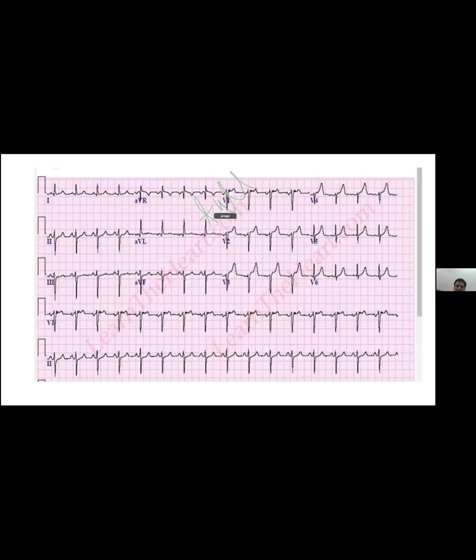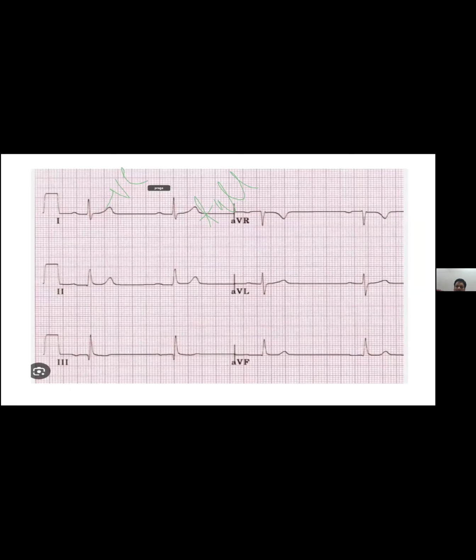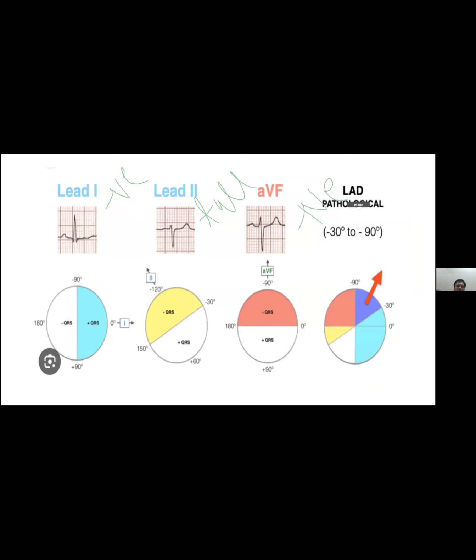When the patient has left axis deviation, you will have exactly the opposite. You will see here, lead 1 is positive because it is towards the left side, and lead 2 and AVF are going to be negative. Negative means the QRS complex is predominantly negative. Lead 1 means it is left axis. Towards lead 3 or AVF means it is right axis.